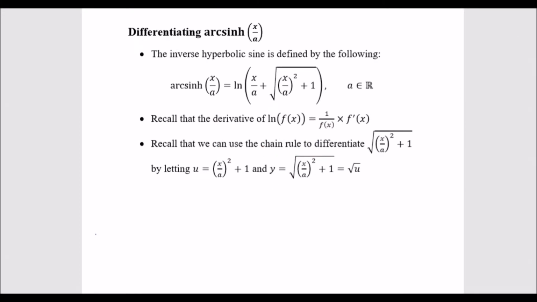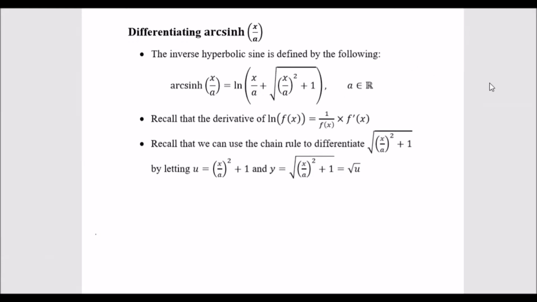So here I'm going to show you guys how to differentiate the arcsinh term, in other words the inverse hyperbolic sine, at the point x over a. This one is a modified formula of the original arcsinh, which you can find anywhere online, for example Wikipedia or various books. And in terms of logarithms, the actual function can be defined as the log of x over a plus the square root of x over a squared plus 1.